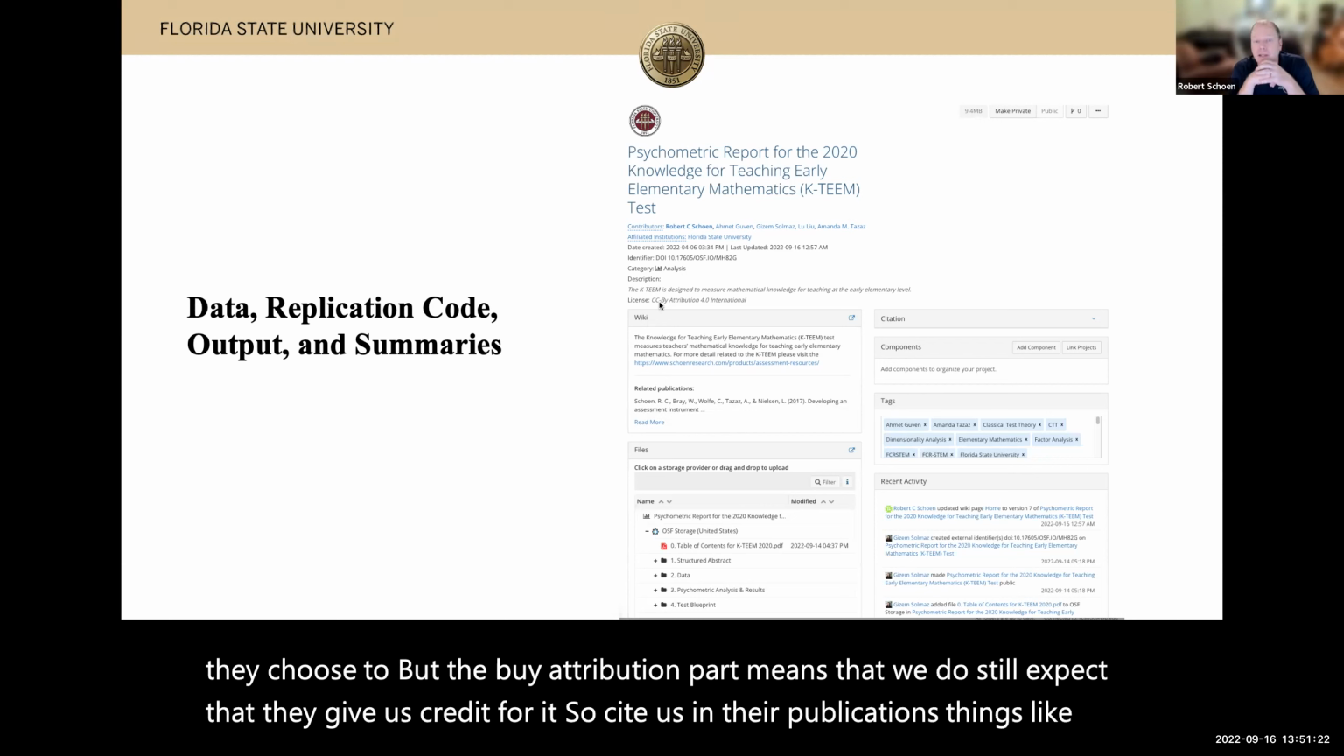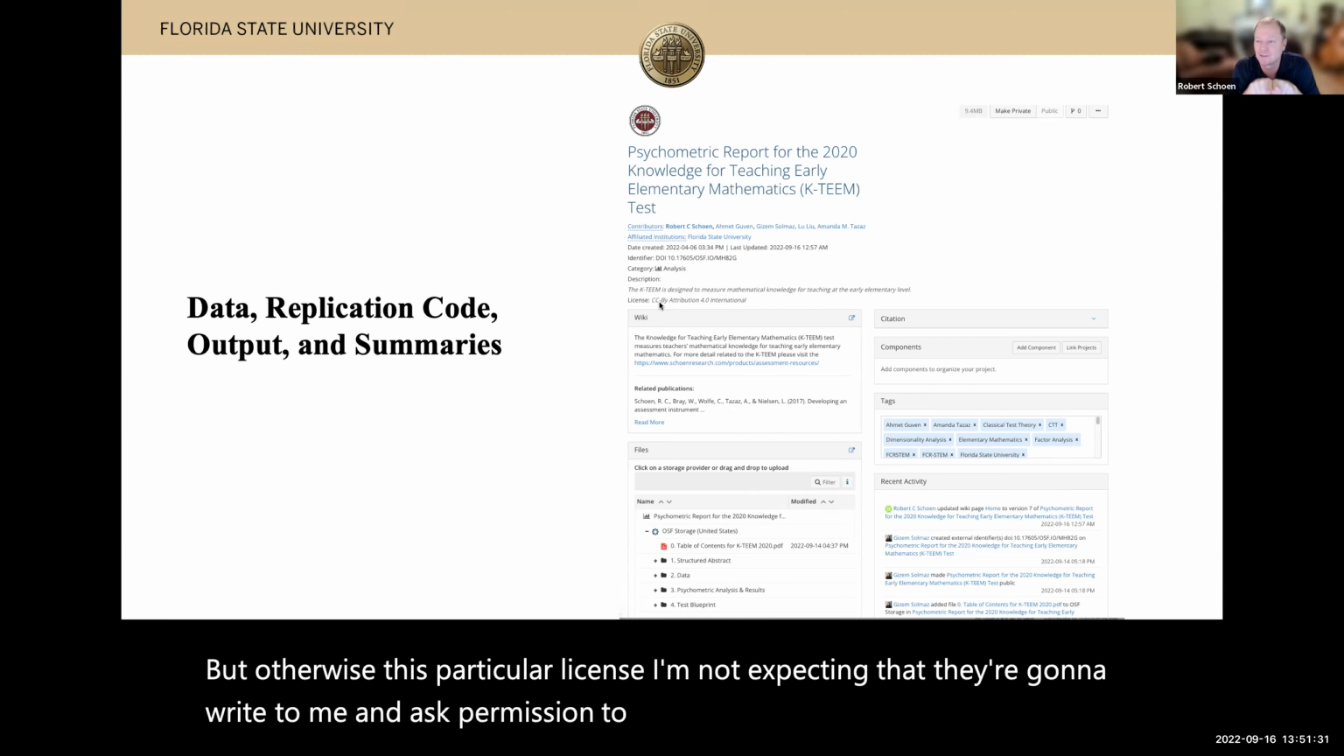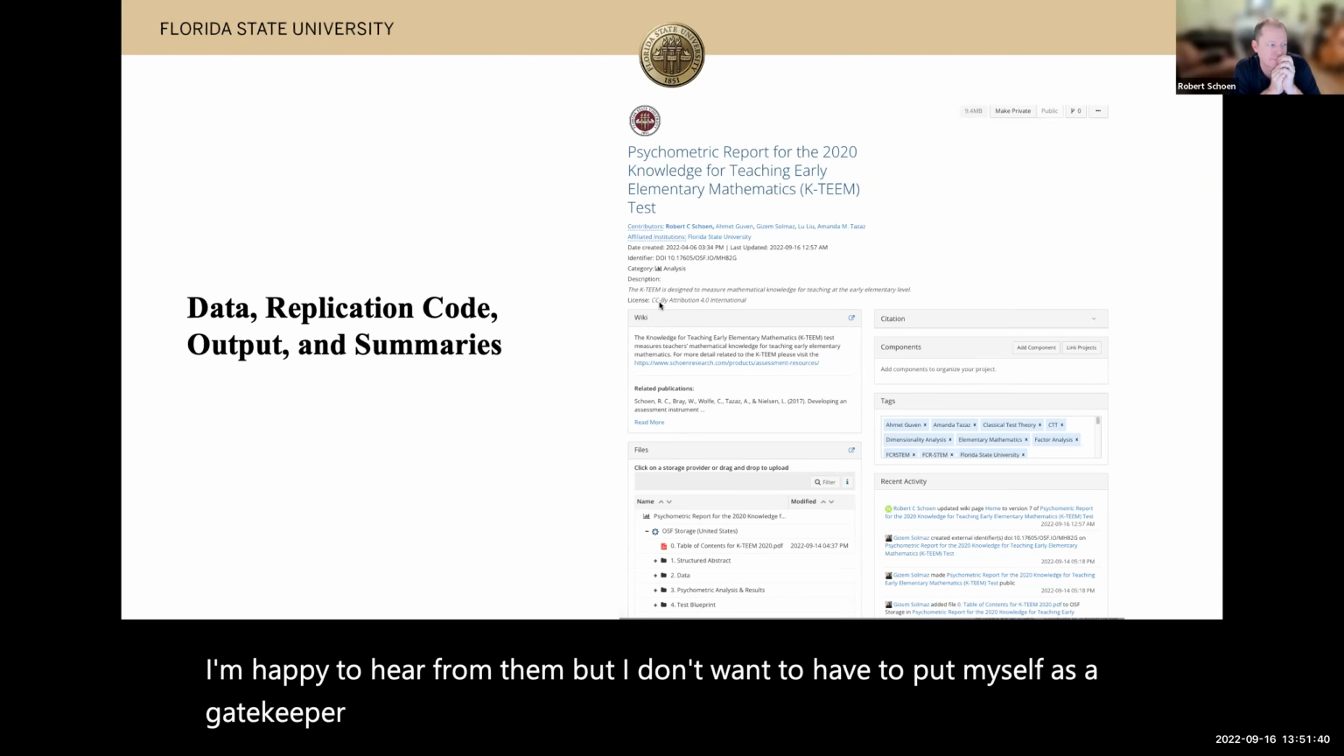But otherwise, with this particular license, I'm not expecting that they're going to write to me and ask permission to use this. I just don't have time for that. I'm happy to hear from them, but I don't want to have to put myself as a gatekeeper for using the data.